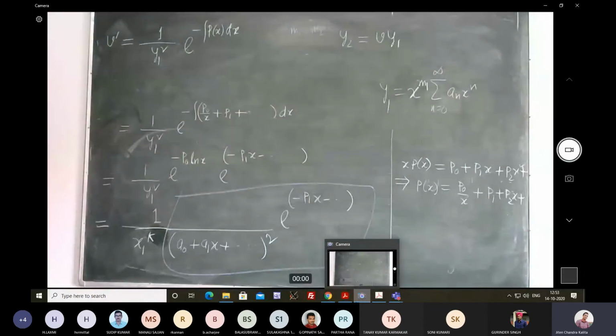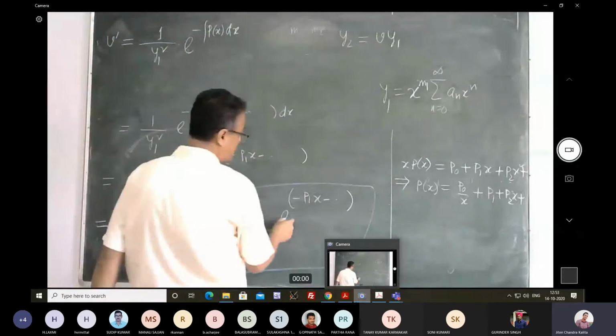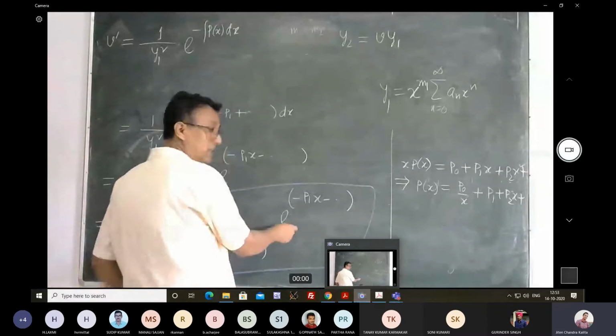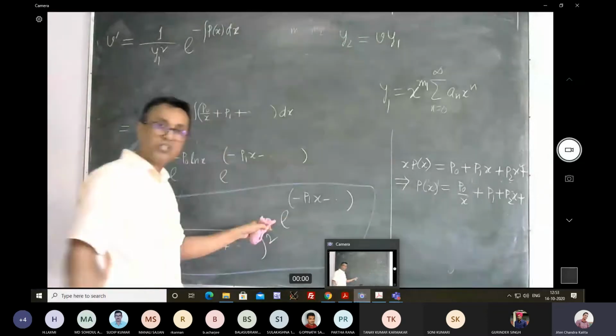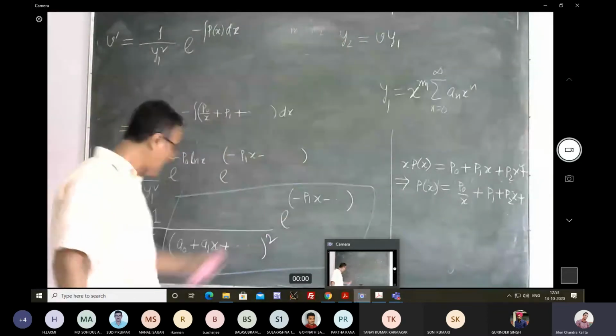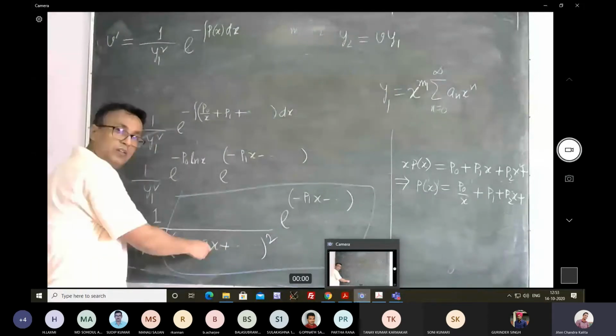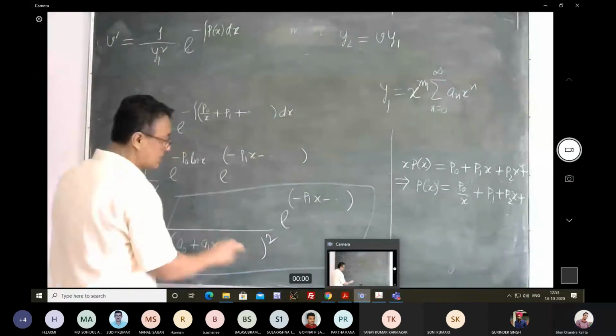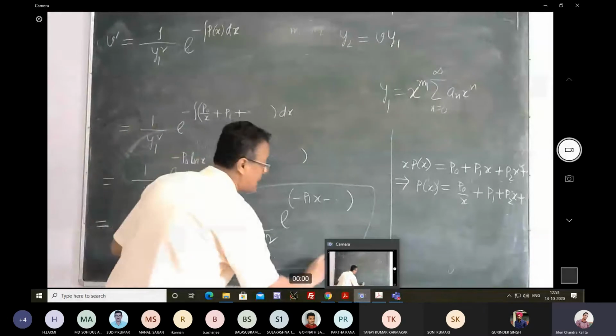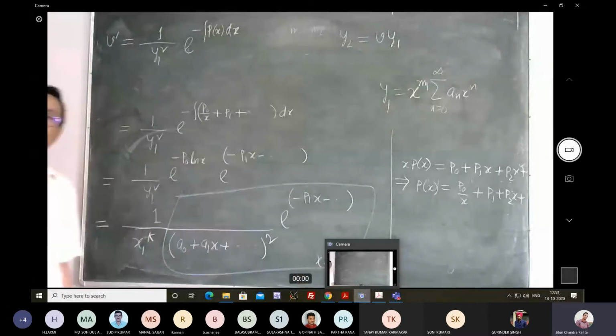Okay, see, now obviously the numerator is non-vanishing. Is it okay? And then again you can see that the denominator is analytic at x equal to 0. Isn't it? It is analytic at x equal to 0. Is it okay?